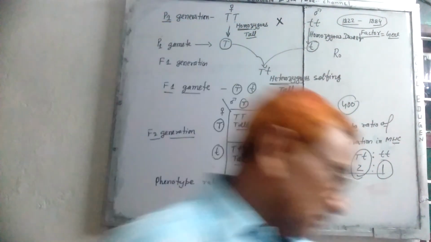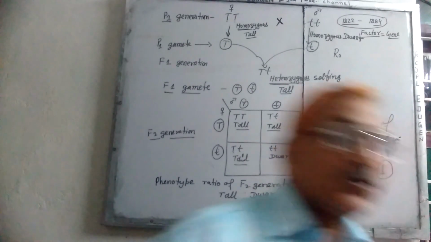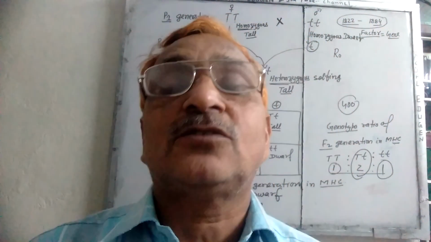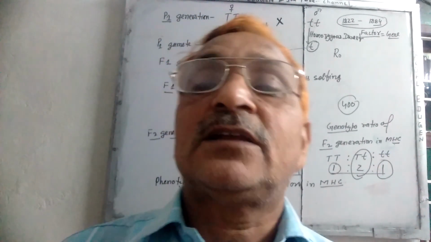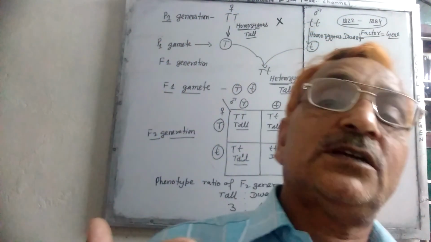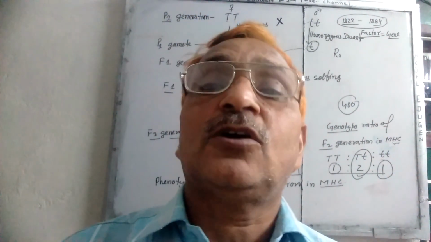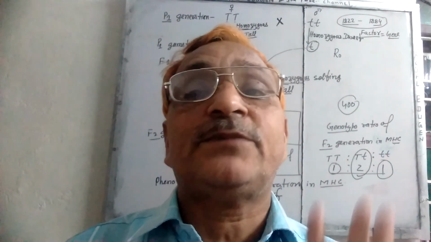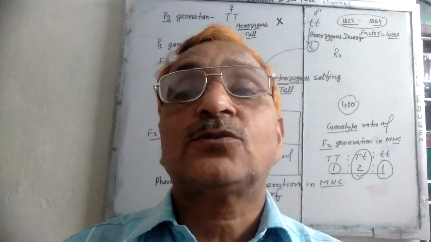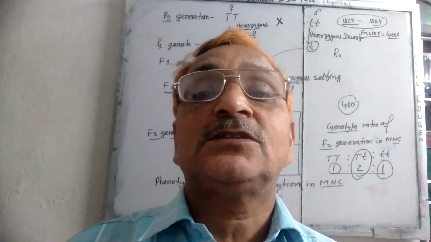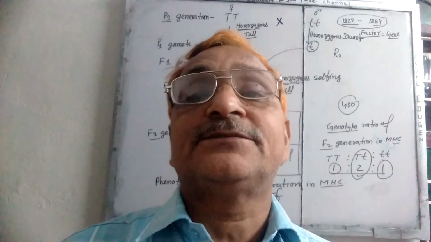On the board you are observing that most of the students have a problem in Mendel's law of heredity. Mendel observed through his experiments and explained three laws: the law of dominance, the law of segregation, and the law of independent assortment. Questions may be asked in different ways, but your answer will be like this.